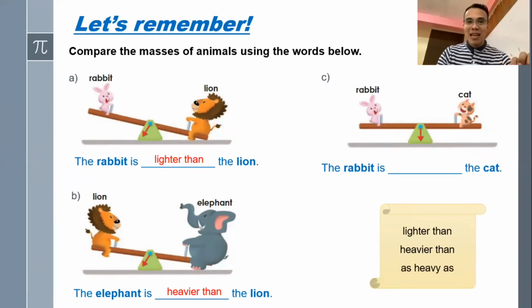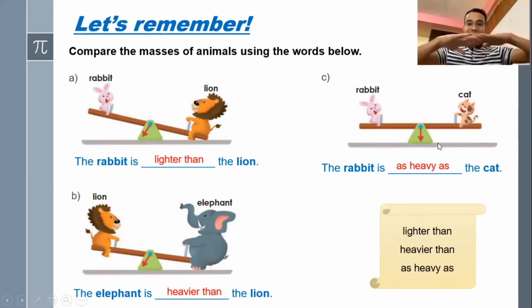There's a rabbit and there's a cat. The rabbit is blank the cat. Is it lighter than, heavier than, or as heavy as? If your answer is as heavy as, then congratulations, you are correct. Notice here that the rabbit and the cat are of the same balance. In other words, they are balanced. No one is lighter, no one is heavier.